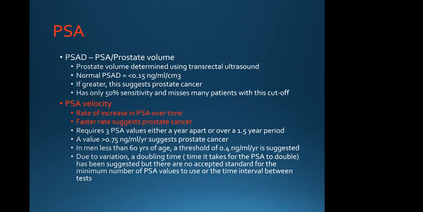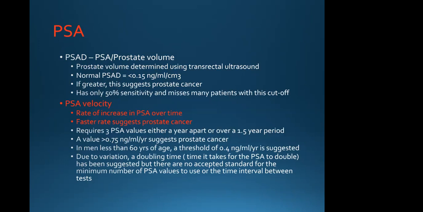What we typically see is looking at, as I said, rate of change, and it's called PSA velocity. And so that looks at the rate of increase in the PSA over time. So the faster the rate, if the PSA is going up, then the faster it goes up suggests that that's a cancer.